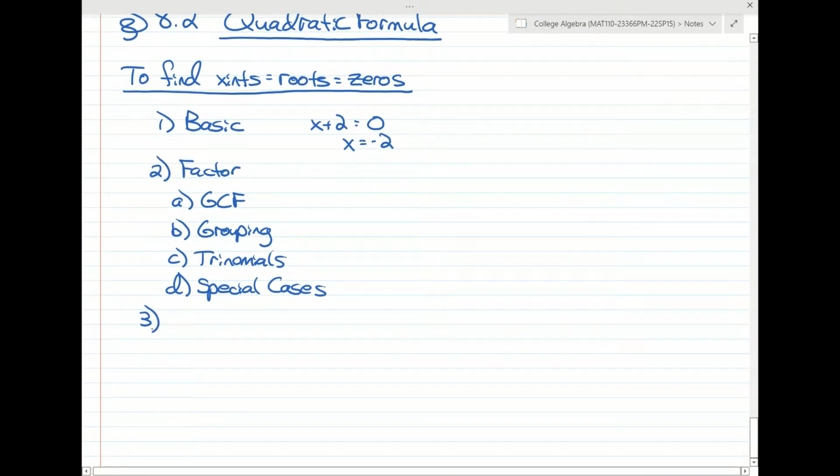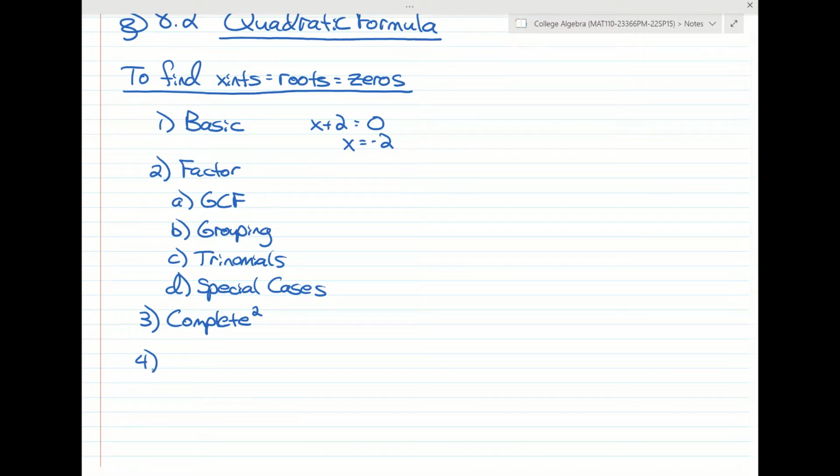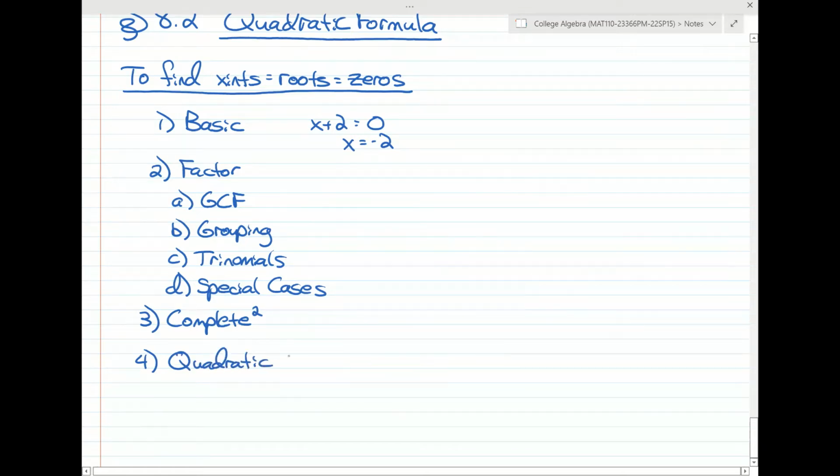The third technique, if it doesn't factor, we talked about completing the square. But somebody a long time ago got tired of completing the square and saw that when we complete the square, we're really just doing the same 4 steps over and over and over again with different numbers. So what they did is they generalized to come up with the quadratic formula. And I'll show you where that comes from.